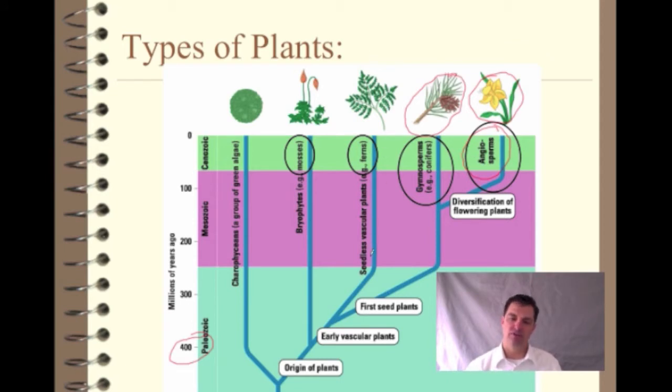Then we have what we call the seedless vascular plants. Ferns, for example, are seedless vascular plants. And then we have the seedless non-vascular plants. Those are called the bryophytes, and an example of that you're probably familiar with are things like mosses that live in very wet environments, not necessarily aquatic, maybe shaded areas in your garden and things like that.